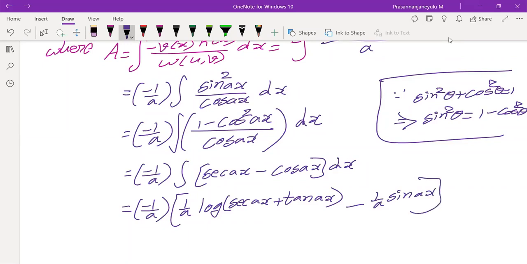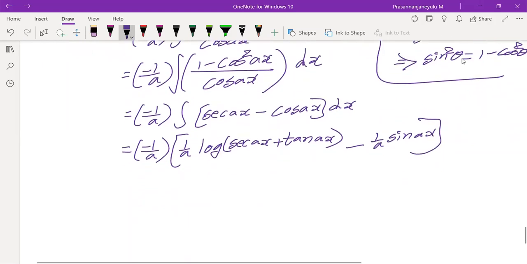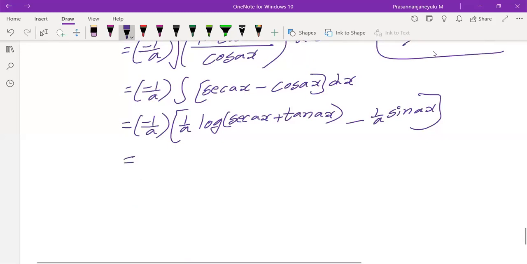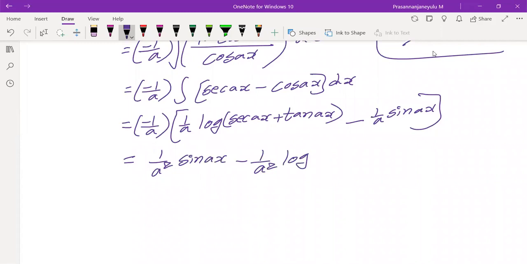So if we multiply with the minus 1 by a on both the terms, then the first term will get a negative sign, and the second term will get a positive sign. So first I am writing the second term: 1 by a square into sine ax minus 1 by a square into log of secant ax plus tan ax. Okay, this is our capital A only.